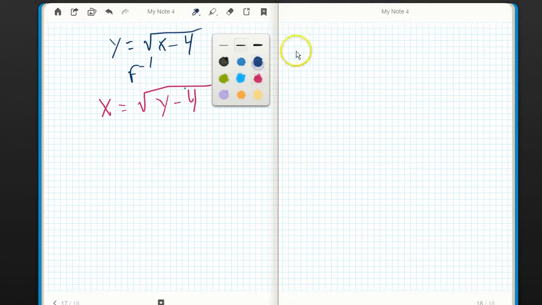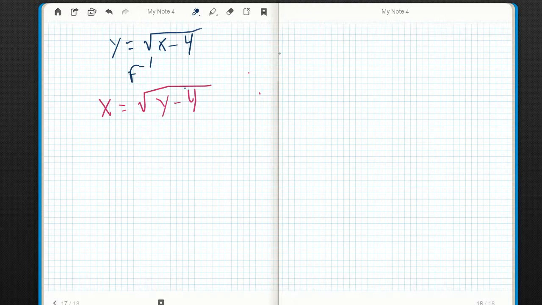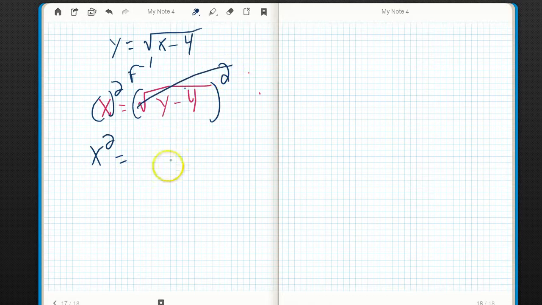Okay. You need to remember the opposite of a square root is a square. So you need to square both sides. We square this side and we square this side. x squared is just x squared. The square and the square root cancel out, so you're left with y minus 4.